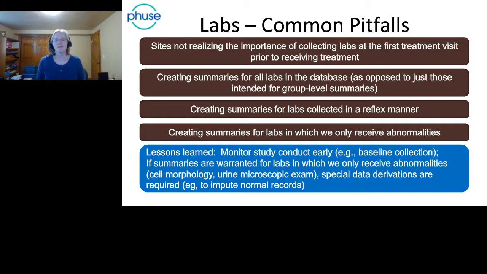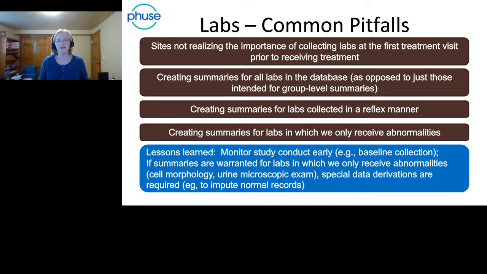So one common pitfall, the first one, is more of a collection issue, right? Sometimes we've seen issues where the sites don't realize the importance that at that baseline visit, it's really important to have that lab draw before treatment is given. So if treatment is given at the site, like an injection, it's important that that lab draw occurs before the treatment, right? And that has to be emphasized at startup meetings. We have seen issues with this.